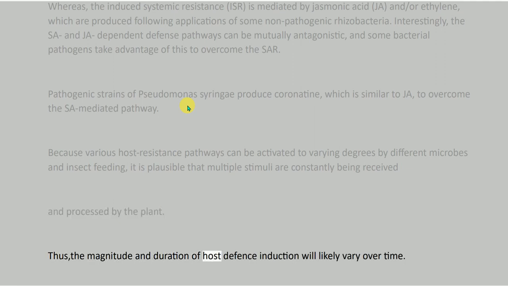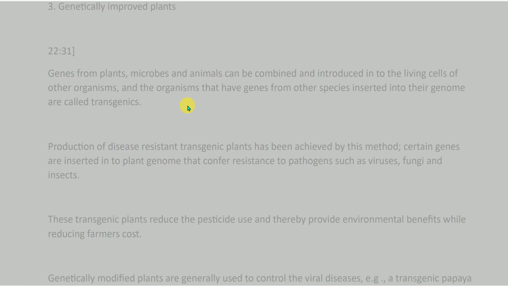3. Genetically improved plants. Genes from plants, microbes and animals can be combined and introduced into the living cells of other organisms, and the organisms that have genes from other species inserted into their genome are called transgenics. Production of disease-resistant transgenic plants has been achieved by this method.